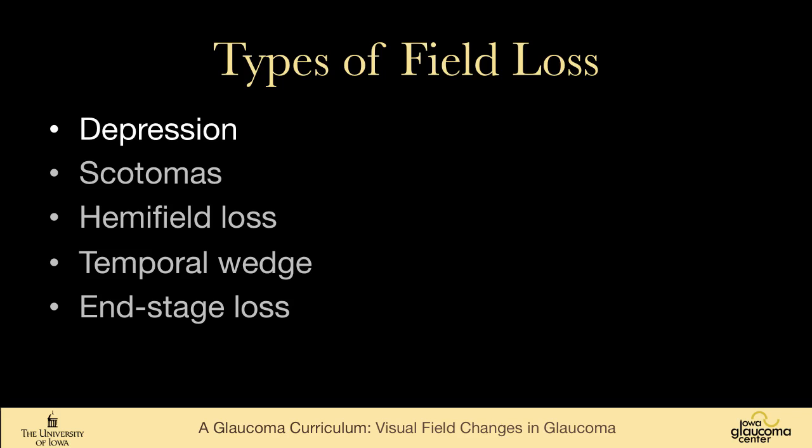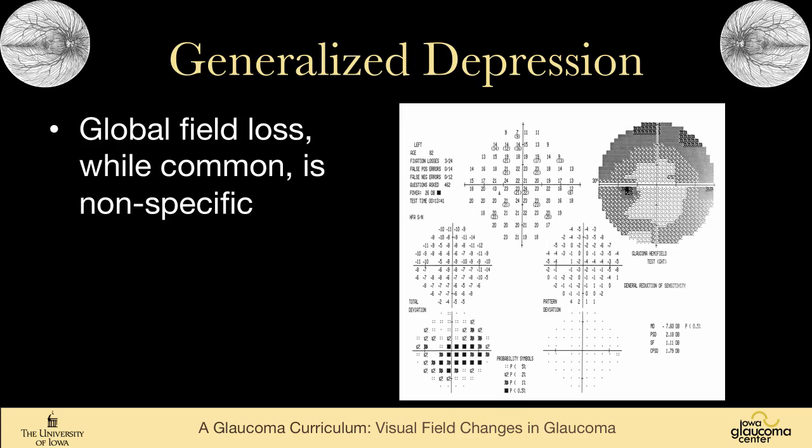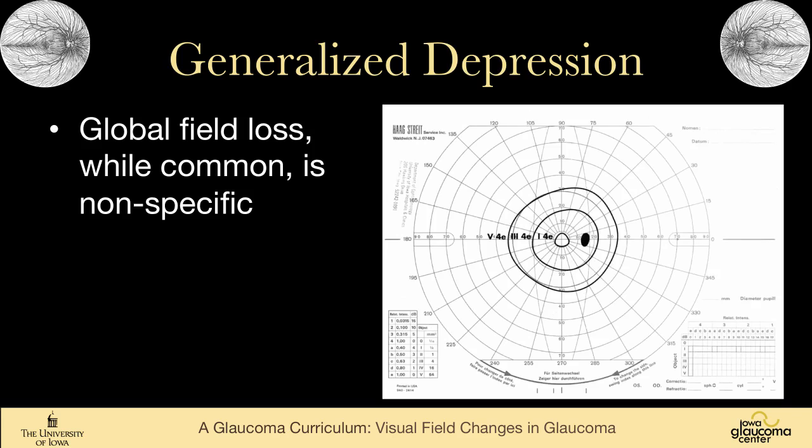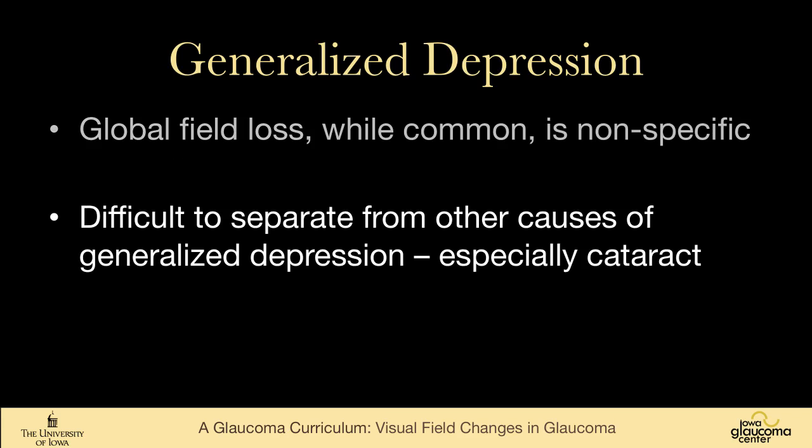A really common thing with glaucoma is just depression of the visual field. While that's common, it is really nonspecific, because if you saw a field like this one on the right, the most likely thing you would imagine is that this patient has a cataract. But you can have glaucoma that just leads to general reduction in sensitivity, as seen in an automated field here or in a manual kinetic field here. As I said, it's difficult to separate this from generalized depression from other causes, especially cataract or meiosis or corneal edema.